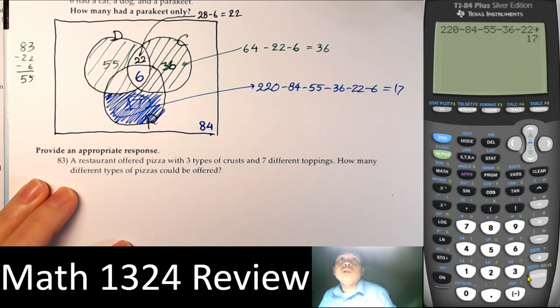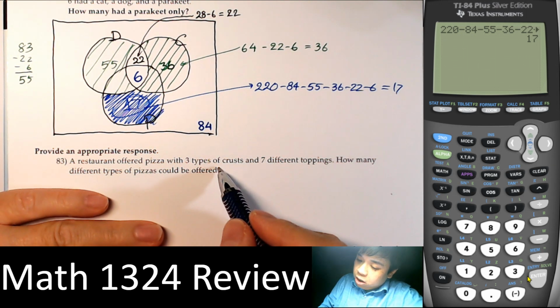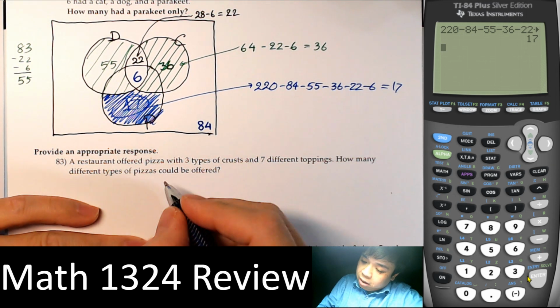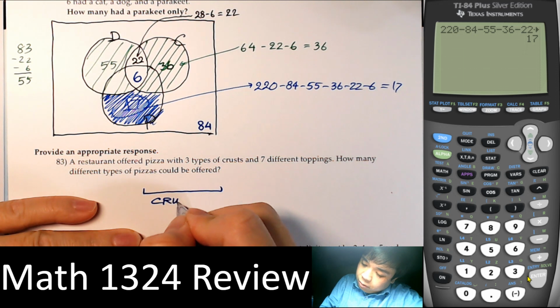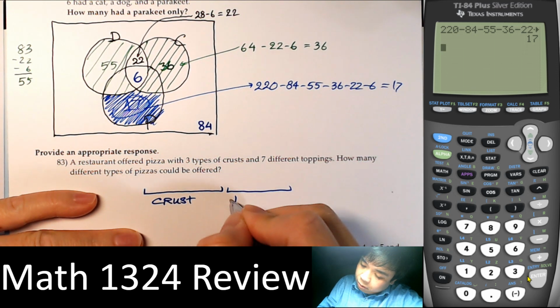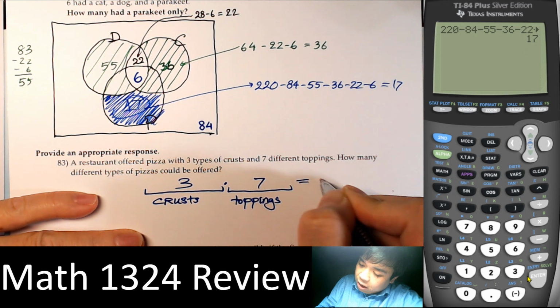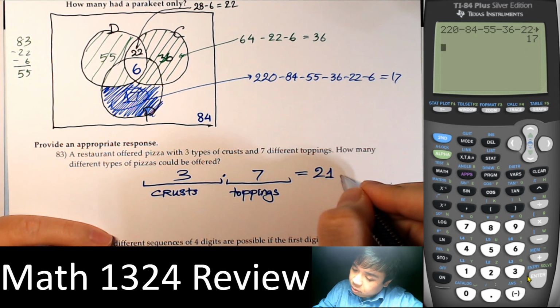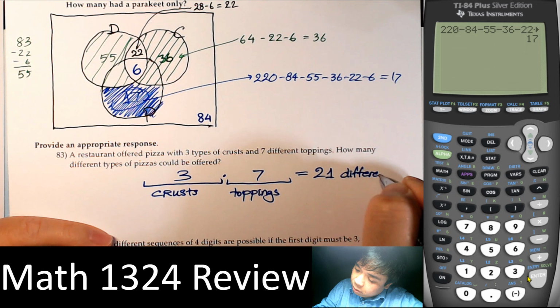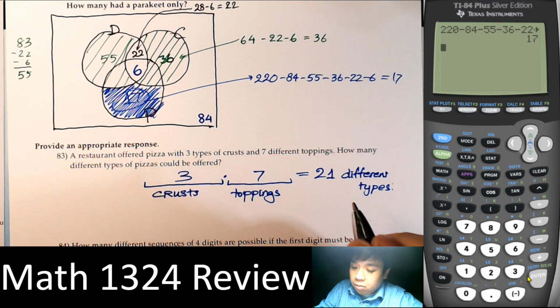Right, now we go to this next type of counting problem. A restaurant has 3 types of crust and 7 toppings. How many different types of order can you offer? So three here times 7 here, that's 21. So 21 different types of pizza. Yeah, that's straightforward.